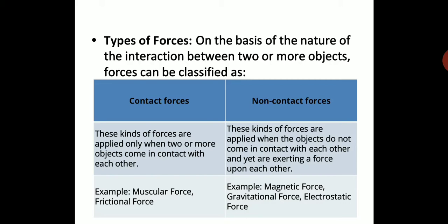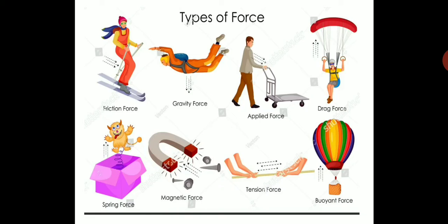Here you have learned examples like muscular force and frictional force, two major types of forces which you have learned. And non-contact forces, this kind of forces are applied when the objects do not come in contact with each other, then too they exert a force upon each other. Like magnetic force, gravitational force, electrostatic force, nuclear force. Various types of forces which you have learned, children. Here we can see frictional force, gravity, muscular force, drag force, buoyant force, tension force, magnetic force, spring force.